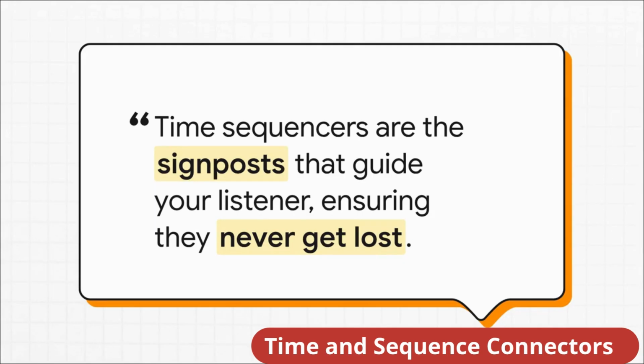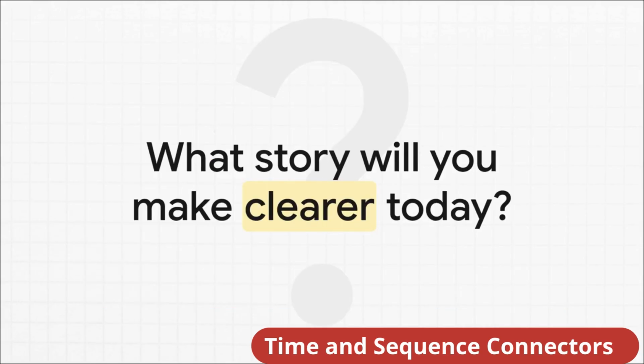Look, if you remember just one thing from this whole explainer, let it be this. Time sequencers are the friendly signposts that you put up for your audience. They guide them, they tell them what's coming next, and they make sure everyone gets to the end of your story together with zero confusion. So I'll leave you with this question. Think about the last time you explained something to someone. Maybe you were just telling a friend about your day. How could a few of these simple words have made that story even better? So go on. What story will you make clearer today?